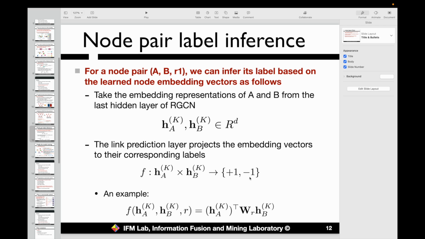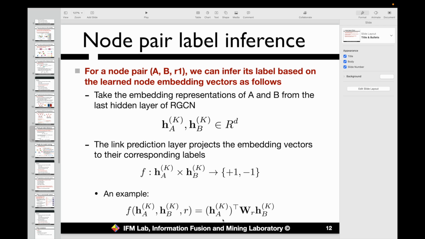Then the question will be, how can we define this projection, this mapping? We can define the mapping between A and B as the inner product between HA and HB. However, here we have the relationship R. So to further incorporate the information for the relationship R, as we show here, we also define one variable, WR, as a matrix to be learned. In other words, we can define the F mapping as HA transpose times WR times HB. Its result will be a scalar.